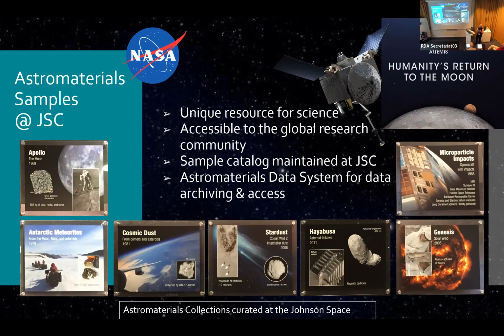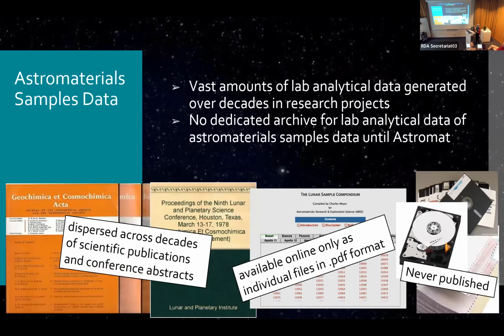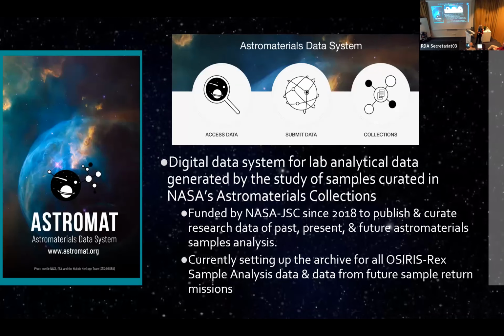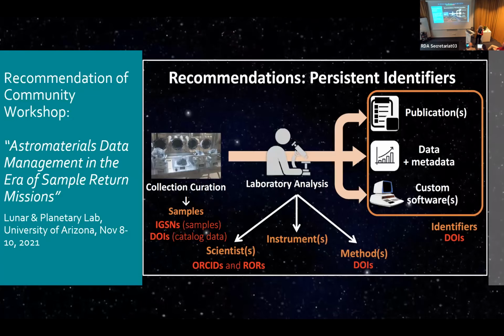All these samples are cataloged and numbered at the Johnson Space Center. Until just a few years ago, there was no data system to archive the analytical data that were generated on these materials. And this is where I come in, having set up this astromaterials data system that now curates these analytical data. Here it is, but I'm going to make it quick.